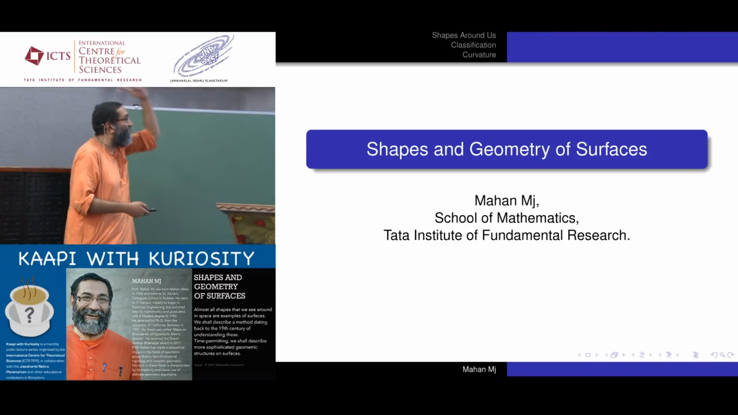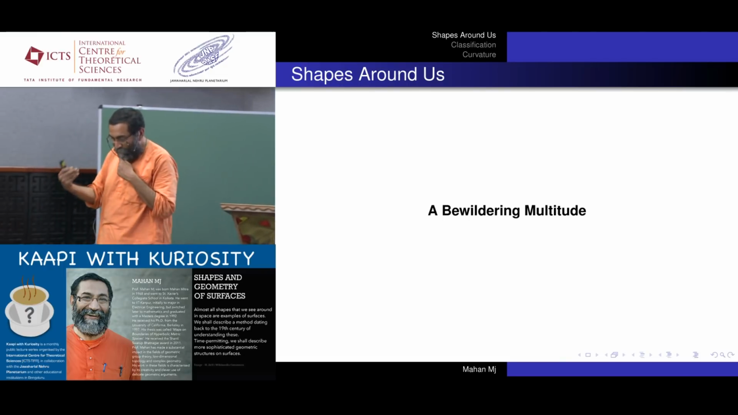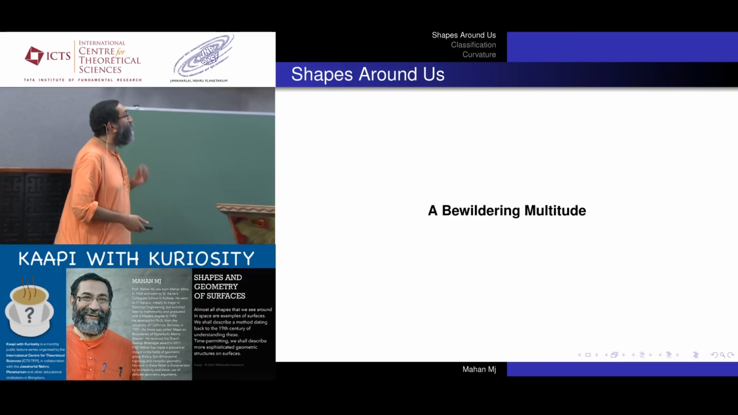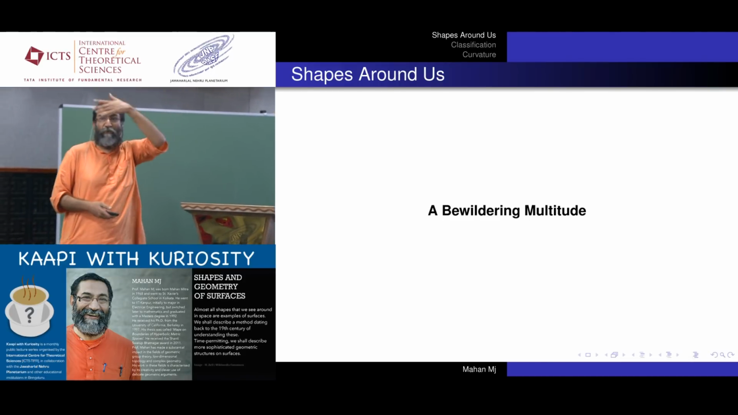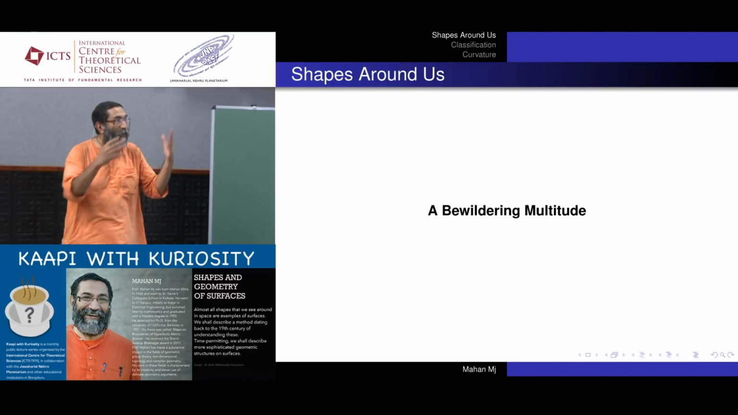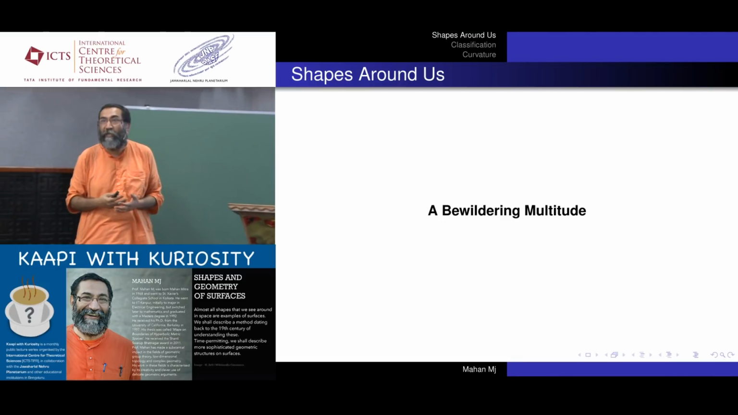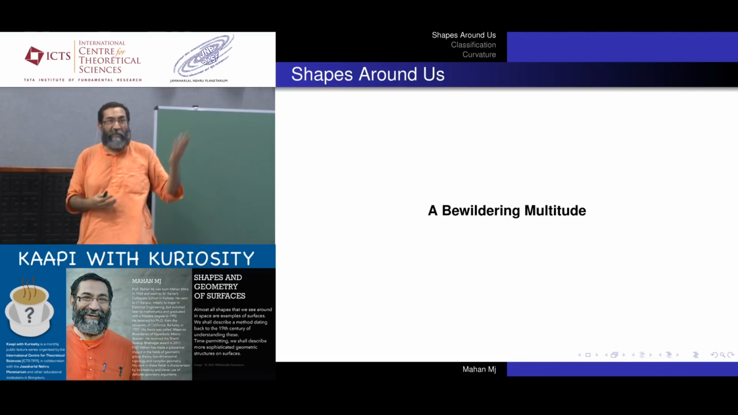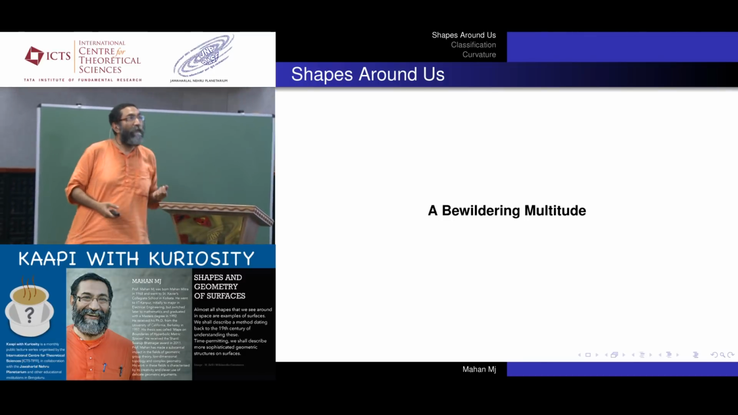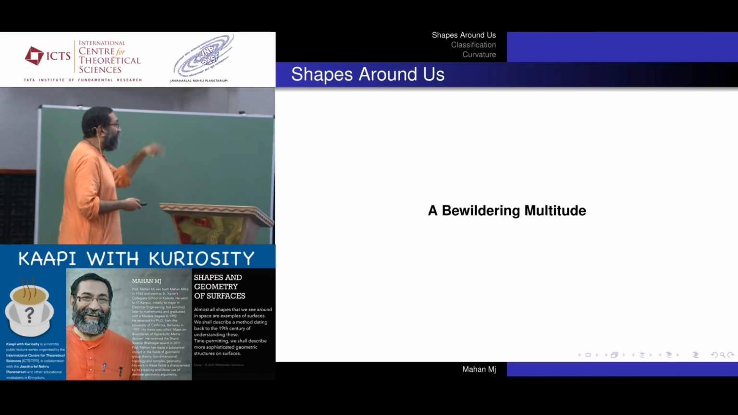So let's see some surfaces before we try to understand what problem we are addressing and how we go about doing it. If you look around you and think about the surfaces of various 3-dimensional objects, there's quite a range, right? There are surfaces of chairs, clothes we wear, these curtains, walls, etc. So it's quite a multitude.